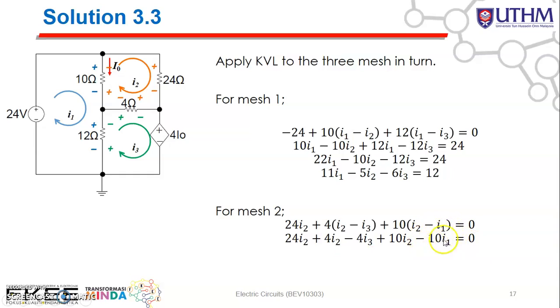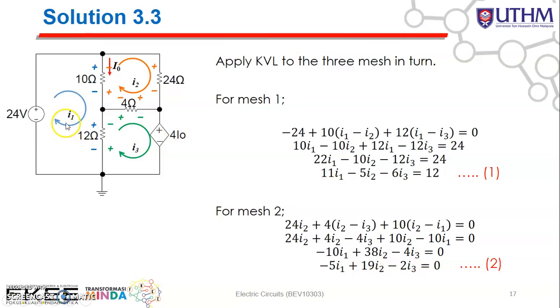So here I have negative 10 I1, 24 plus 4 plus 10 is equal to 38 I2 minus 4 I3 equal to 0. Okay, so I can further simplify it by dividing the equation by 2. So here I have negative 5 I1 plus 19 I2 minus 2 I3 equal to 0. Okay, so this is considered as my second simultaneous equation.